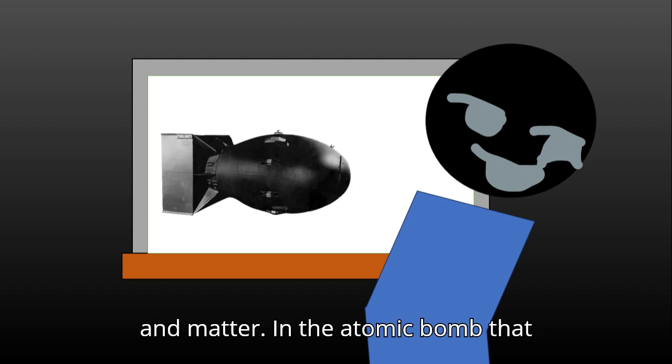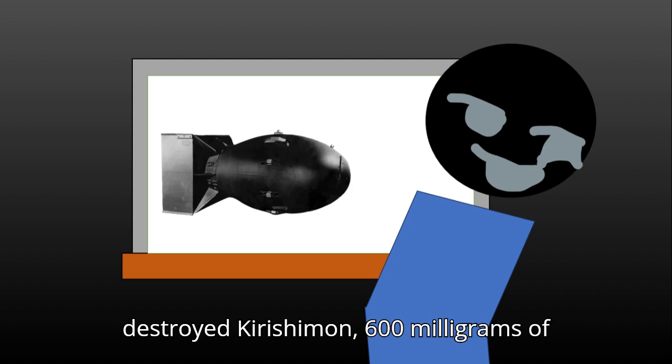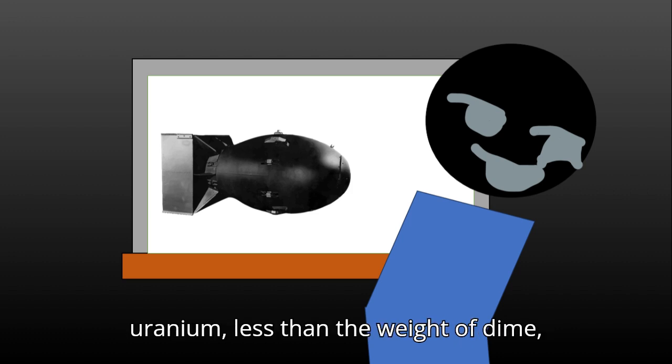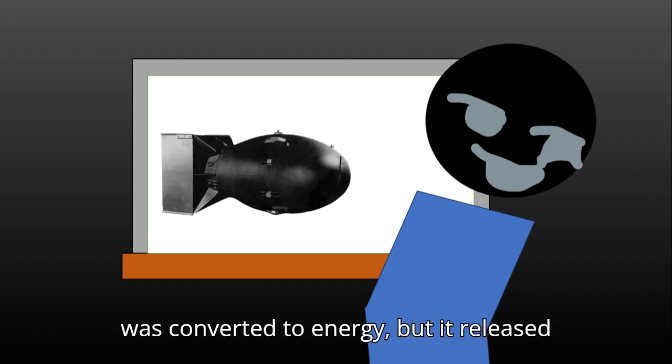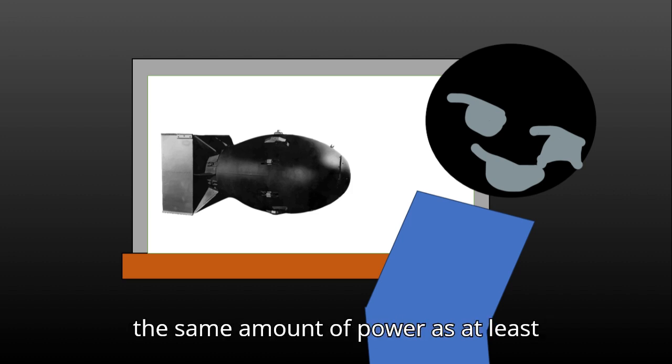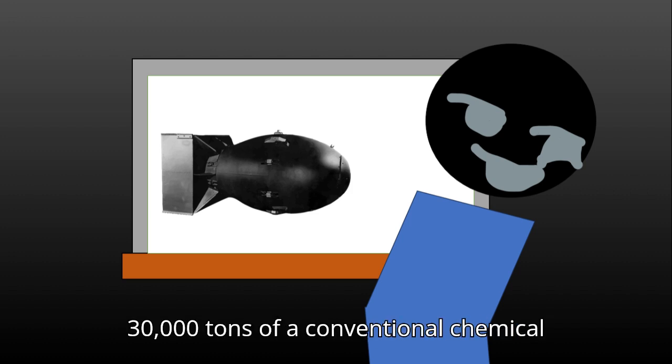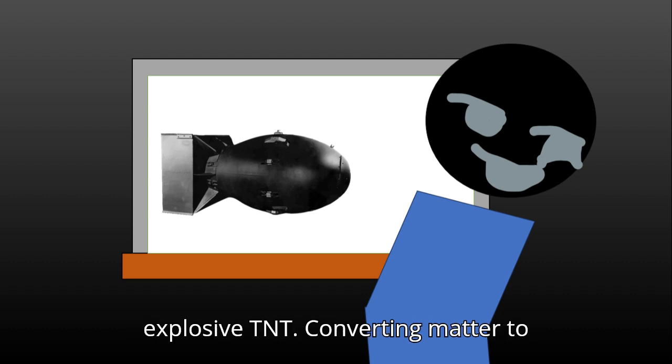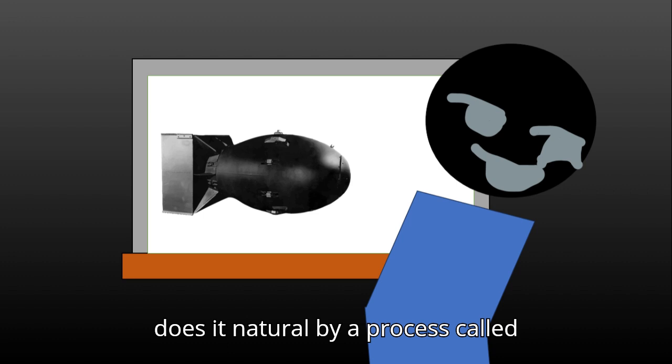In the atomic bomb that destroyed Hiroshima, 600 milligrams of uranium, less than the weight of a dime, was converted to energy, but it released the same amount of power as at least 30,000 tons of the conventional chemical explosive TNT. Converting matter to energy is no easy trick. However, the sun does it naturally by a process called fusion.